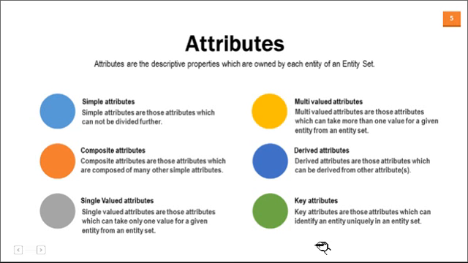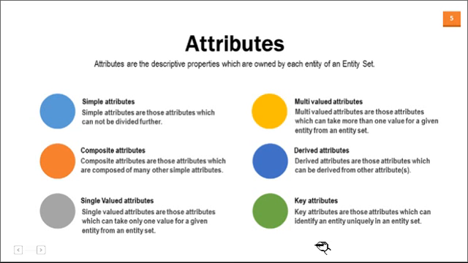Next one is your derived attribute. Derived attributes are those attributes which can be derived from other attributes. Suppose I have a column date of birth, can I derive age of a person from date of birth? Yes, I can. So age is my derived attribute, and it is derived from another attribute, that is date of birth.